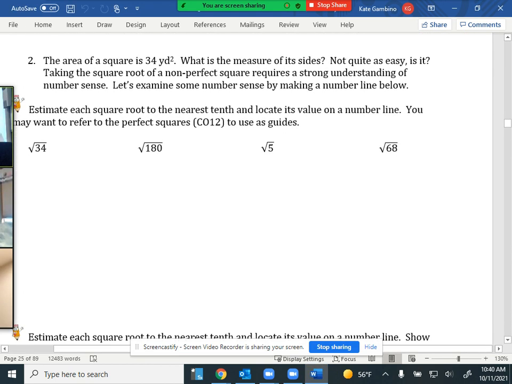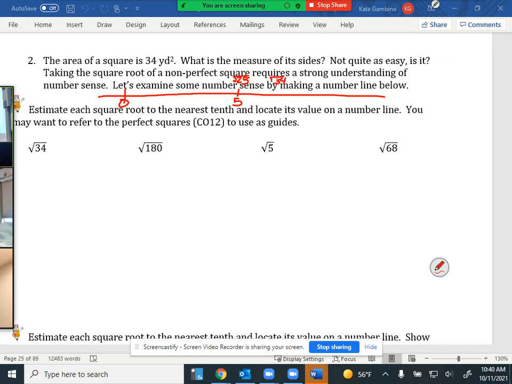Thinking about that number line, here's 0. We know that the square root of 25 was 5. So I'm just going to put square root of 25. And we want to know the square root of 34. So we know 34 is bigger than 25, so the square root of 34 is going to be bigger than the square root of 25. We also know our next perfect square is 36. The square root of 36 is 6.